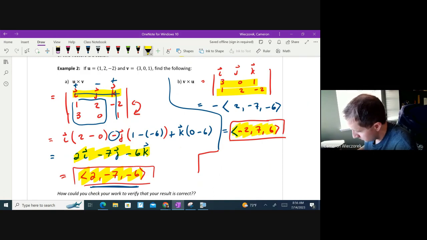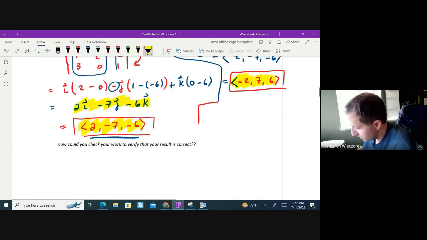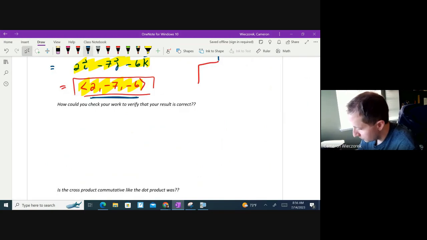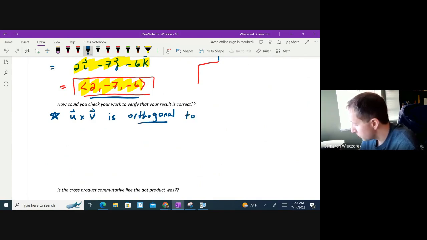How could you check to verify if this is correct? There's a fact I'm going to share with you on the next page, but I'll give you a small preview of it now. The way you can check is by understanding that this cross product, u cross v or v cross u, is orthogonal. If you remember from the last section, that means perpendicular. It's orthogonal to both of the original vectors, so it's orthogonal to both u and v.